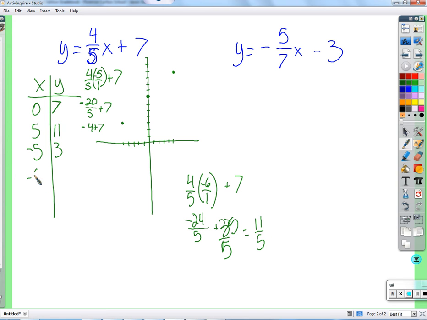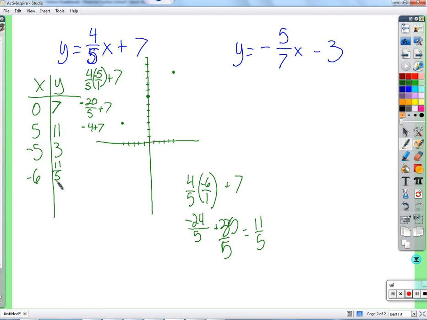11 fifths. Okay, so I put in negative 6, I get out 11 fifths. That is absolutely 100% true. What's the bummer about that, though? It's harder to add, right? Not that hard. We have to find common denominator, though. And we get these fractions, which are hard to graph. It's very difficult to graph 11 fifths.